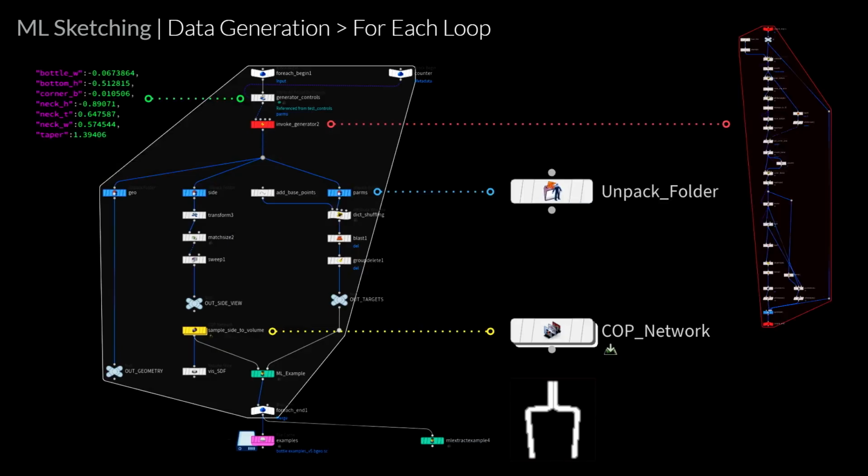This time, the data generation doesn't happen in TOPS, but in a for each loop. So we are randomizing that dictionary I was talking about. This gets fed to the generator that invokes this compiled block. And that one spits out all of our different geometries. So the bottle geometry, the outline, and the parameter dictionary. Then we can use the unpacked folder to distribute those different types to the right outputs. And we're also using some COPs to rasterize the outline into a 64 by 64 volume.